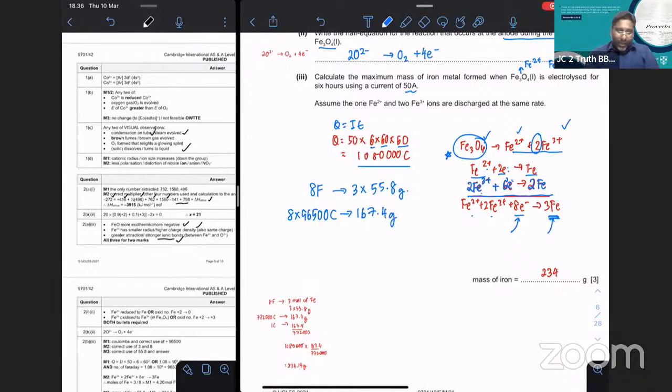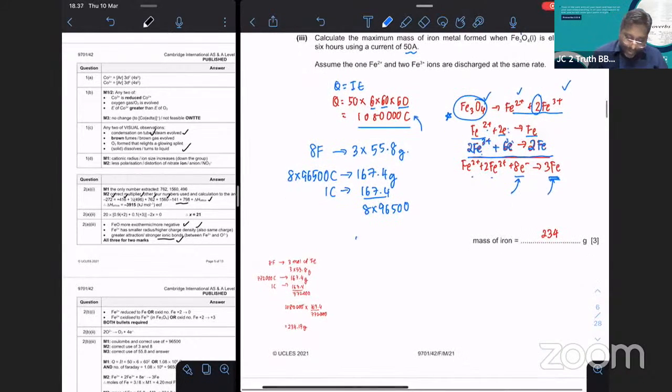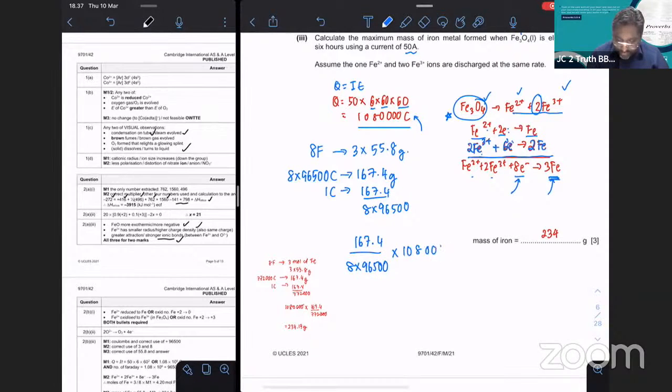Now I can convert this to find out what is 1 coulomb. So 167.4 divided by 8 times 96500. But I want this amount of coulombs, so what I do is take this value, 167.4 divided by 8 times 96500, and I times it with 1080000. Once you do that, you will get 234.19 gram. You can simplify this into three significant figures. You can just write down 234 gram. Done. Next part.